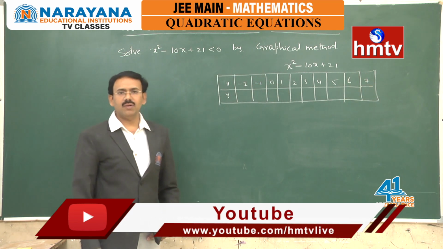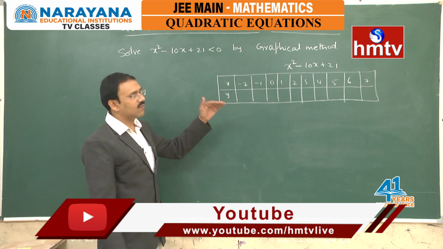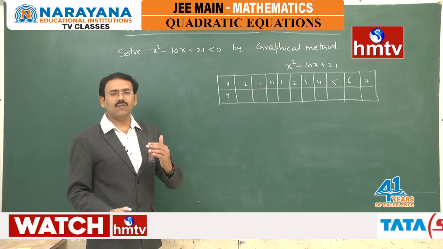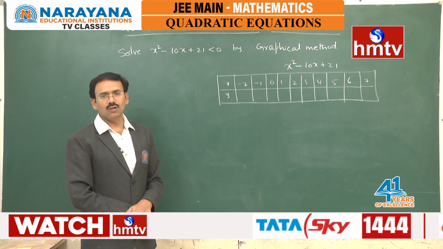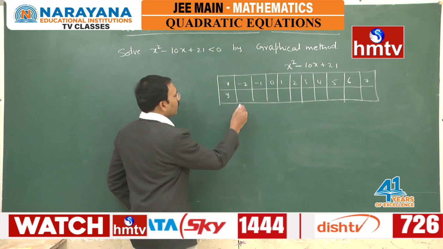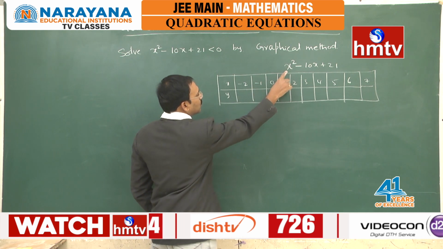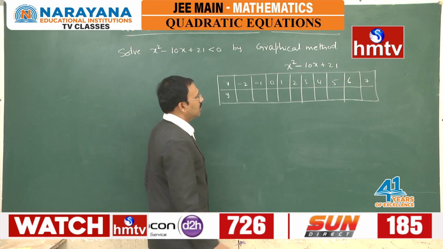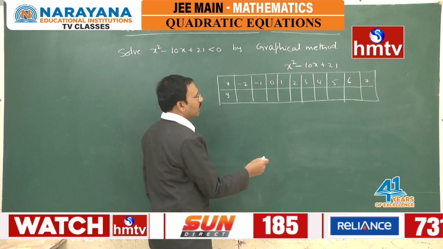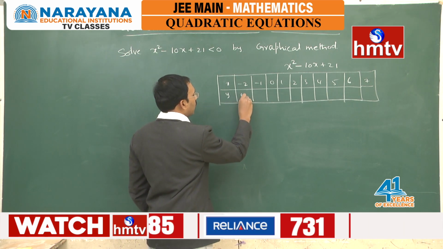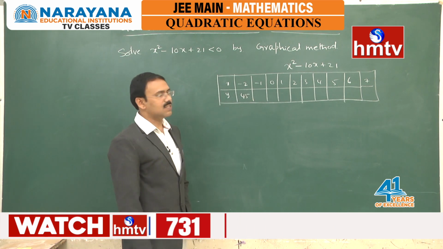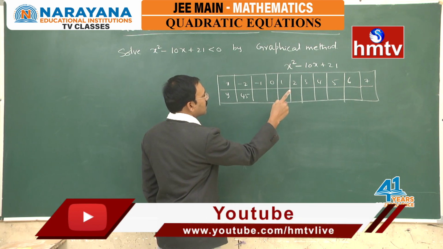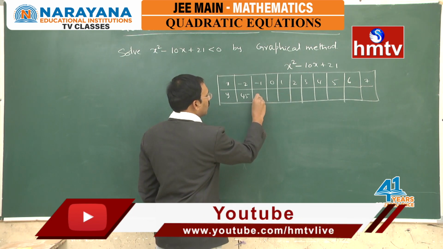Some values can be taken so that we will get y values. These points will be plotted in a graph so that we can try to identify the solution set. You see, for x is equal to minus 2, this expression is going to be 4 plus 20, 24 plus 21, which is 45. When x is minus 1, it is going to be 1 plus 10, 11 plus 21, 32.